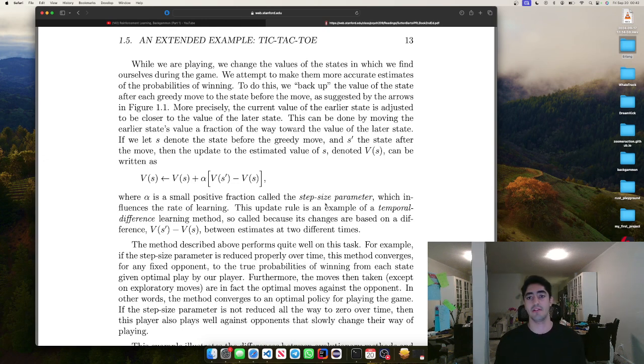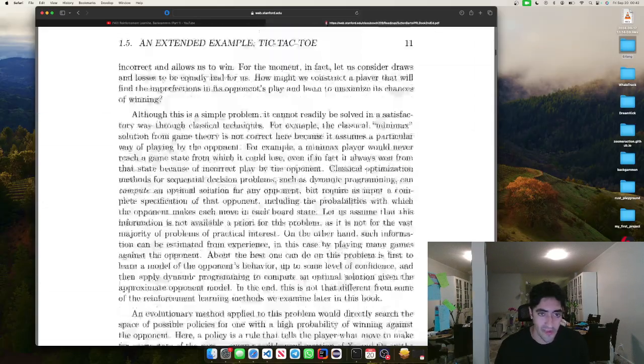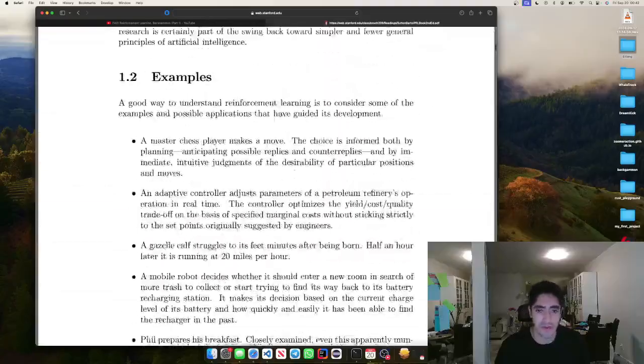More precisely, the current value of the earlier state is adjusted to be closer to the value of the later state. This can be done by moving the earlier state's value a fraction of the way toward the value of the later state. If we let S denote the state before the greedy move, and S prime the state after the move, then the update to that. This update rule is an example of a temporal difference learning method, so called because its changes are based on a difference. What was V again? We're on page 13, I believe.